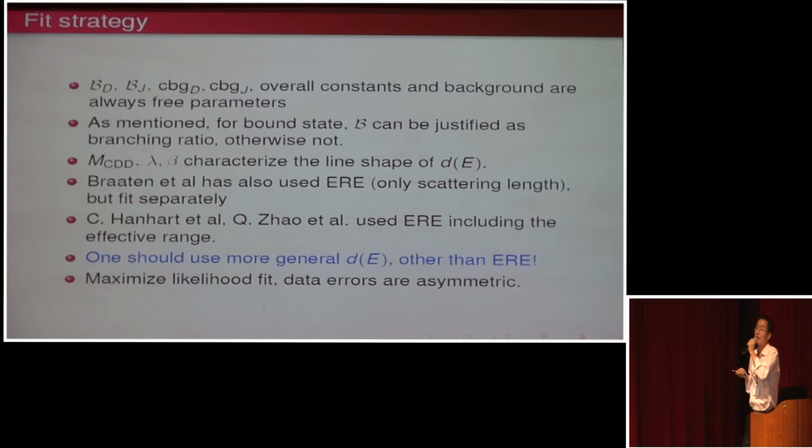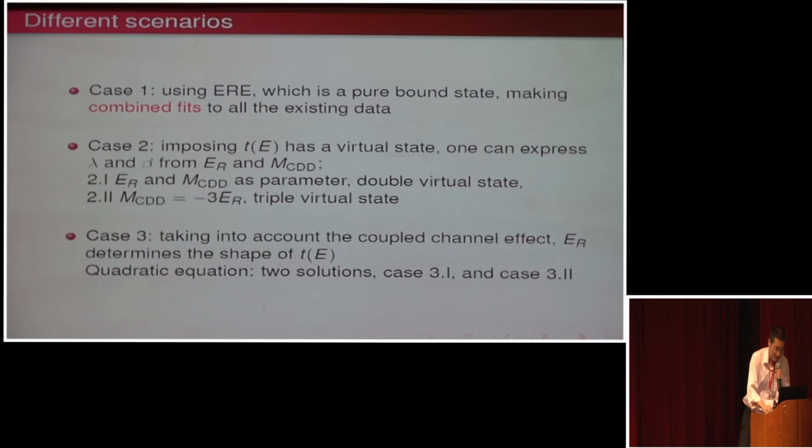And if the integral is 1, then the overall constant can be interpreted as a branching fraction. And in the D function, we only want to make a comment. Maybe one can use a more general D function other than the ERE. In the D function, there are these parameters: the CDD pole and its residue, and the subtraction constant beta. We find it may be redundant for fitting, so to reduce the correlation between parameters, we make these choices.